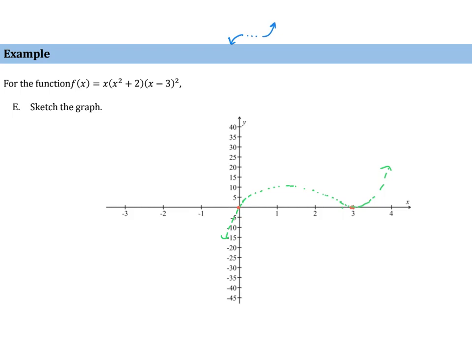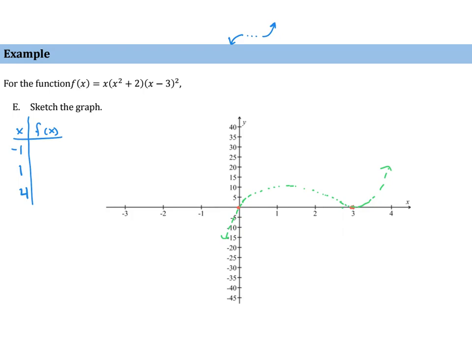This would be really good, but we can get better by plotting a few additional points. So let's plot some. To the left of 0, we can choose -1. Between 0 and 3, we could choose 1. And to the right of 3, we could choose 4. Again, there are other points you could choose, but these are just a selection. So go ahead and pause the video and see what y values you obtain.